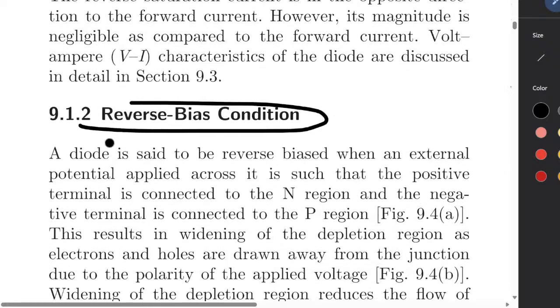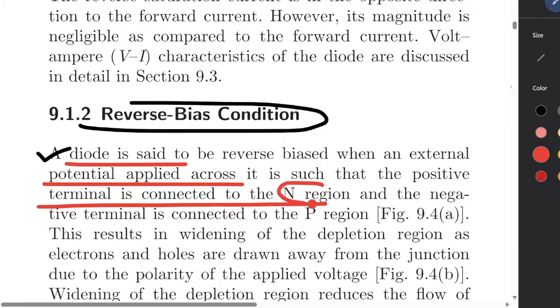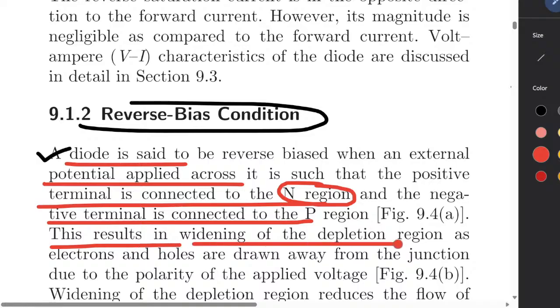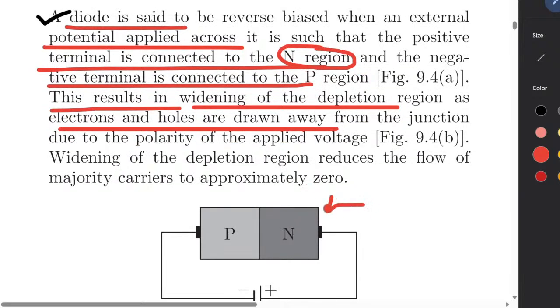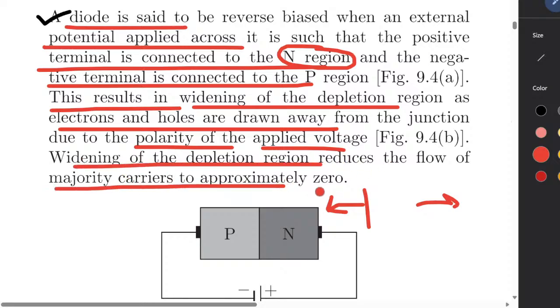What is the reverse bias condition? A diode is said to be in reverse bias when the external potential across it is such that the positive terminal is connected to the N region and the negative terminal is connected to the P region. This results in the widening of the depletion region, as the electron and hole pairs are drawn away from the junction due to the polarity of the applied voltage. The widening of the depletion region reduces the flow of majority carriers to approximately zero.